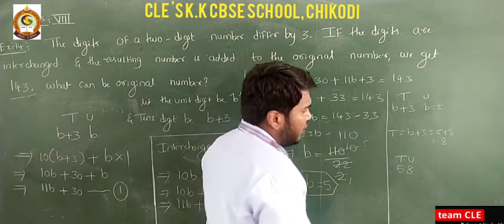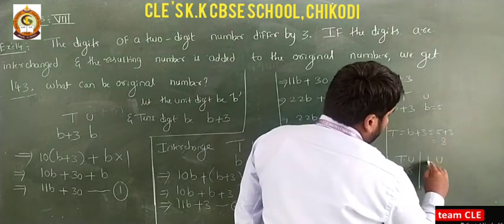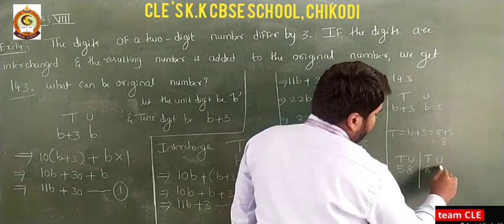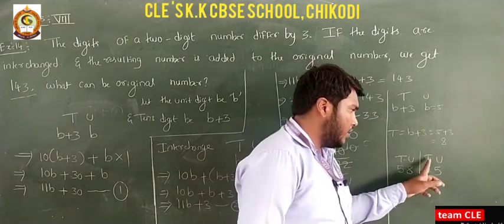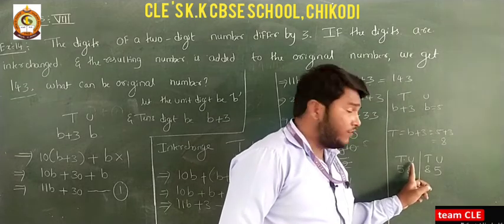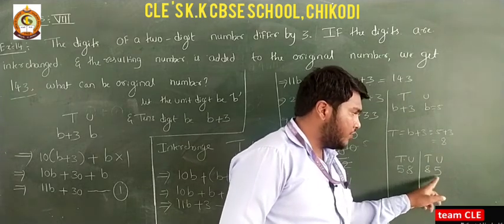If you interchange the unit digit and the tens digit, you will get 85. If you interchange units to tens and tens to units, the original number you got as 58 becomes 85.